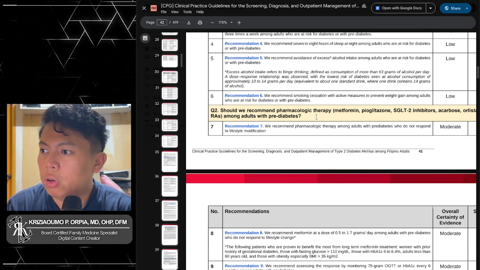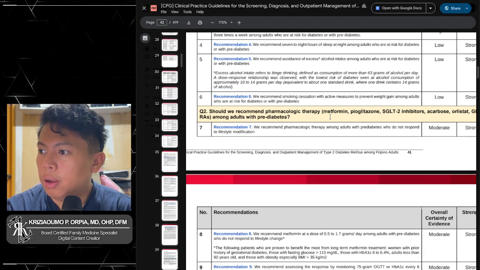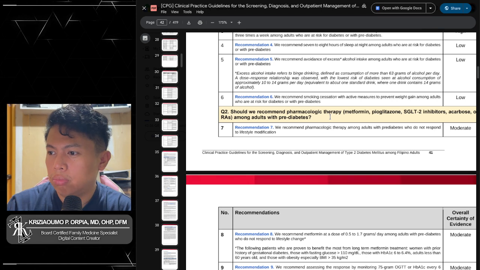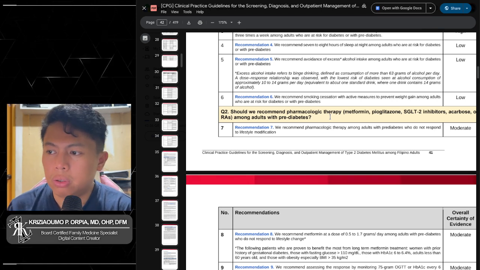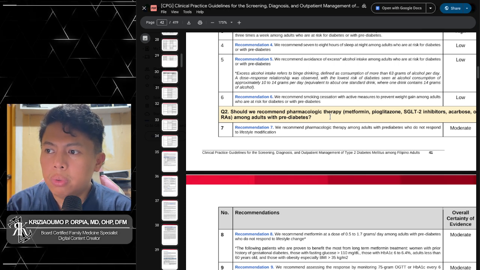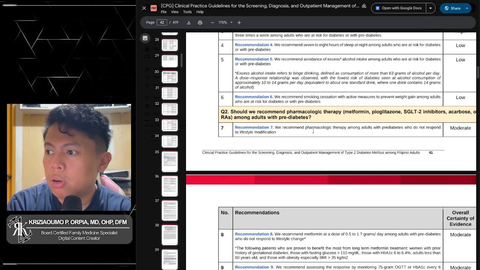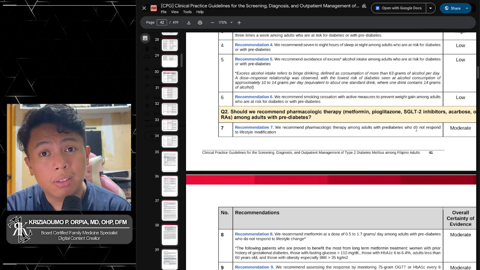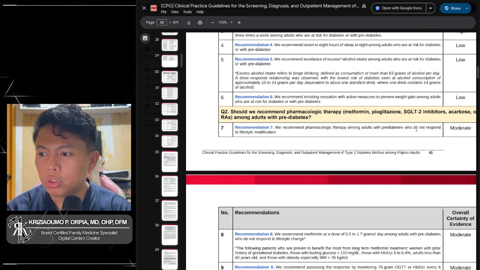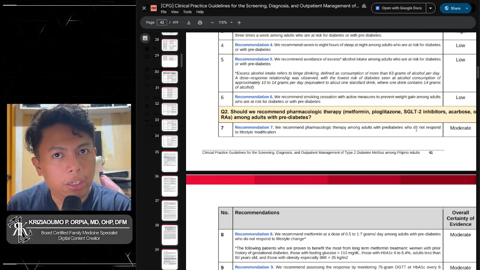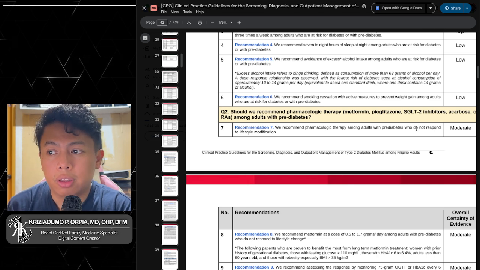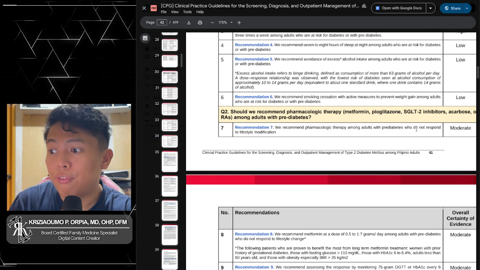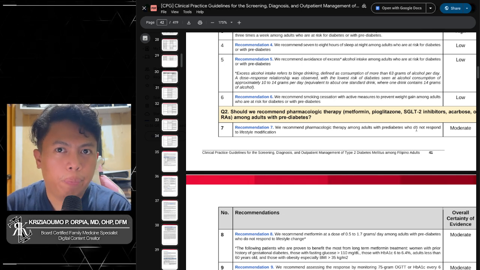Should we recommend pharmacologic therapy? Okay, for patients who are adult and pre-diabetic. So I think pre-diabetic na lang, sabihin natin. Kahit di ka obese, pero ito naman, who are pre-diabetic. So the recommendation here is we recommend pharmacologic therapy among adults with pre-diabetes who do not respond to lifestyle modification. So it only entails here na pwede na tayo mag-start ng gamot. Okay? Specifically nabanggit dito, you would be mentioning metformin as a medication for pre-diabetes.